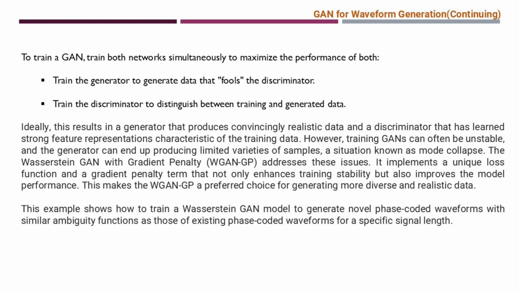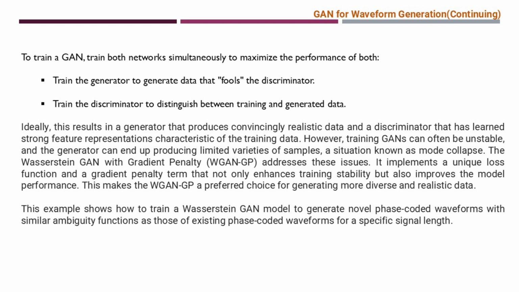To train a GAN, train both networks simultaneously to maximize the performance of both. Train the generator to generate data that fools the discriminator. Train the discriminator to distinguish between training and generated data. Ideally, this results in a generator that produces convincingly realistic data and a discriminator that has learned strong feature representations characteristic of the training data.